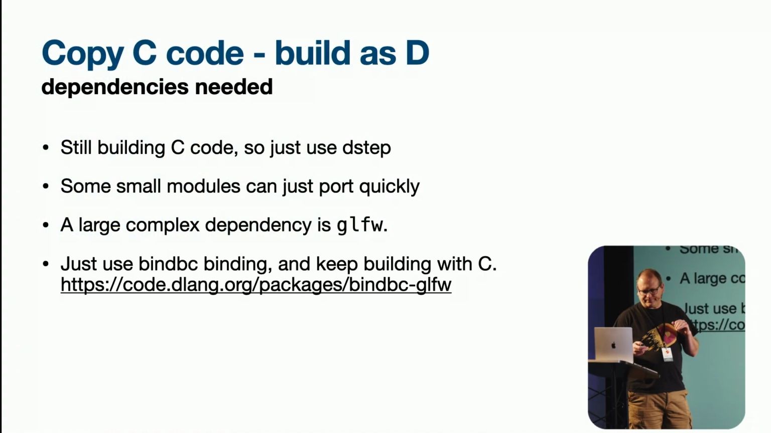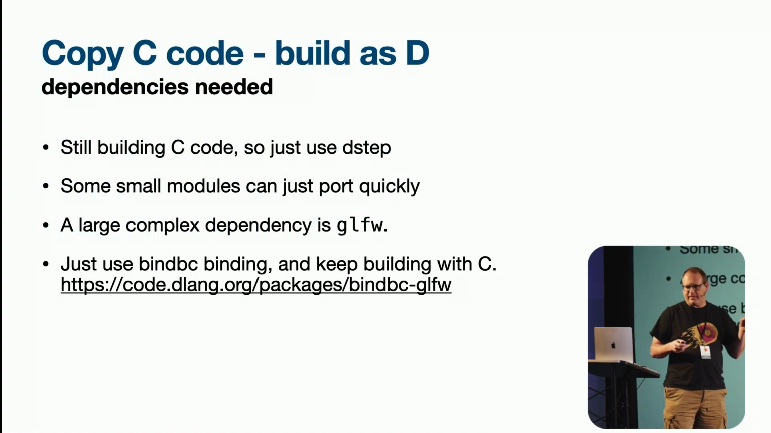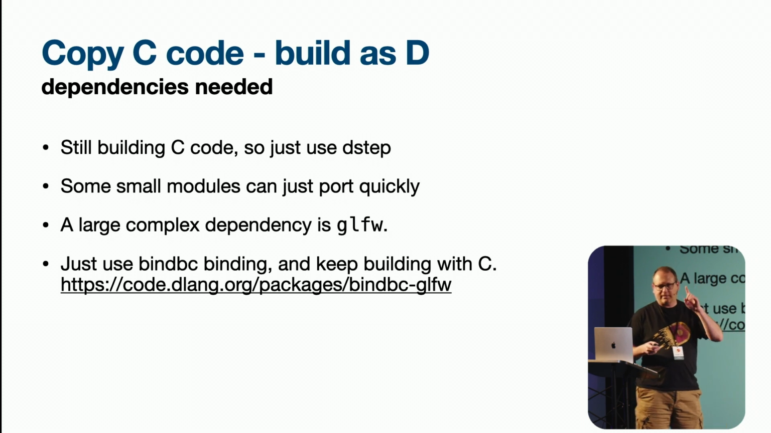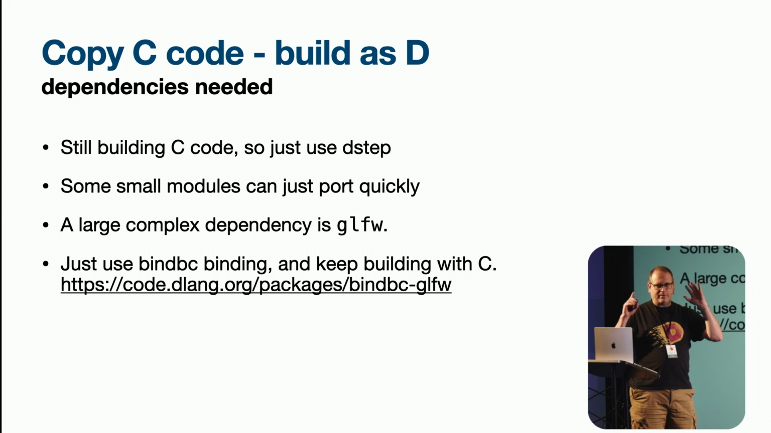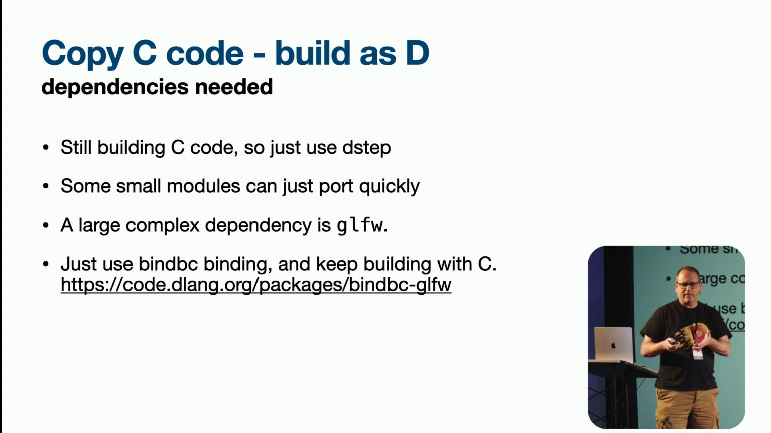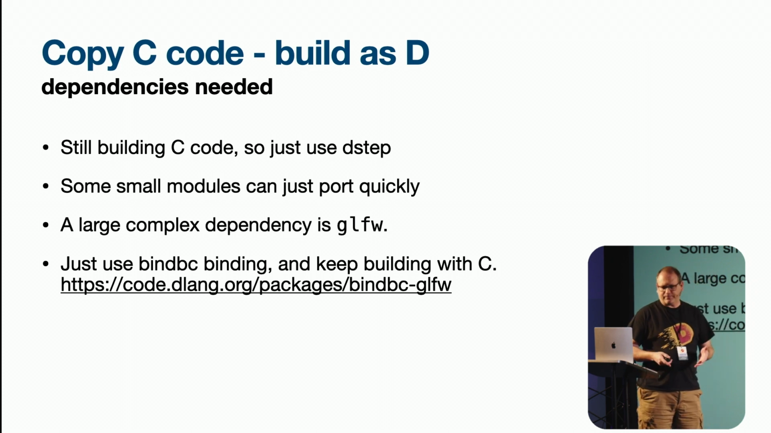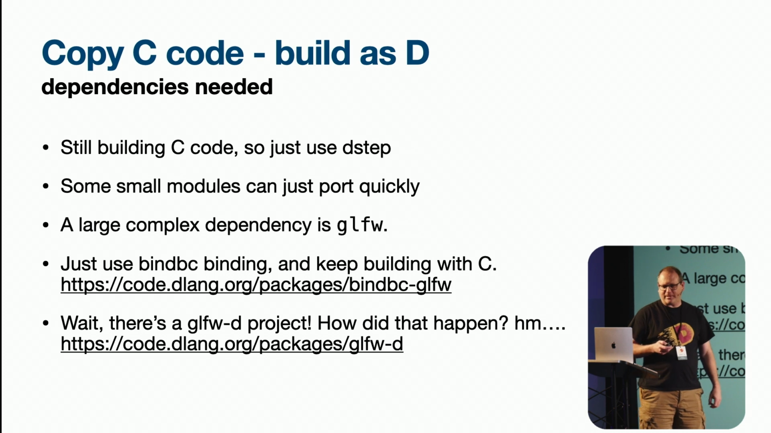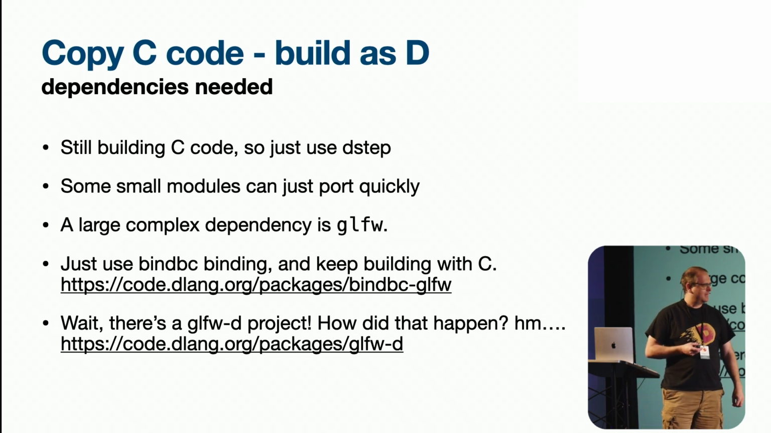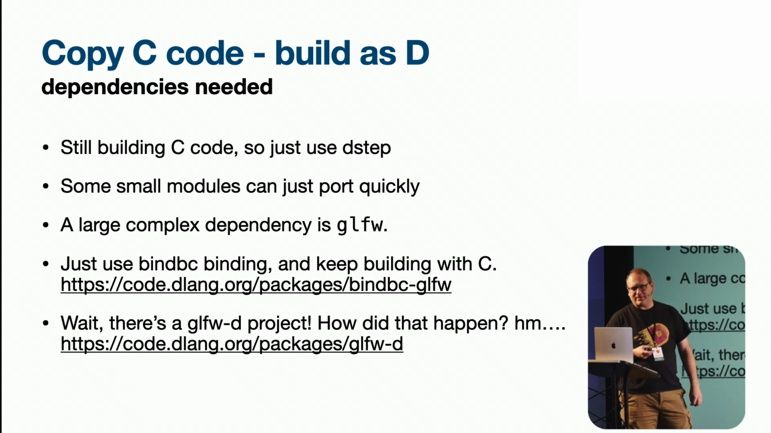For now, we're just going to use the bind-bc binding and keep building with D. I'm glad that bind-bc works. In fact, I don't even use a download. I use the library built inside raylib and just use the binding from bind-bc. And then I noticed there's a glfwd project, which is actually a port of all the C code of glfw to D. How did that happen? We'll get back to that.